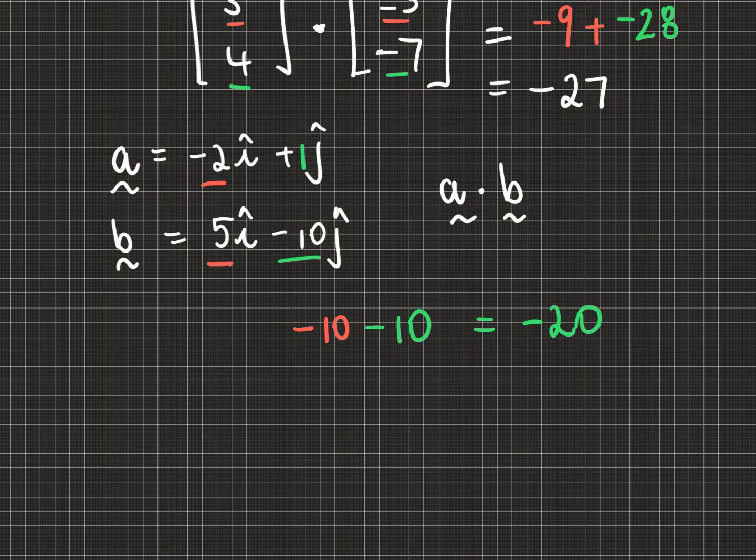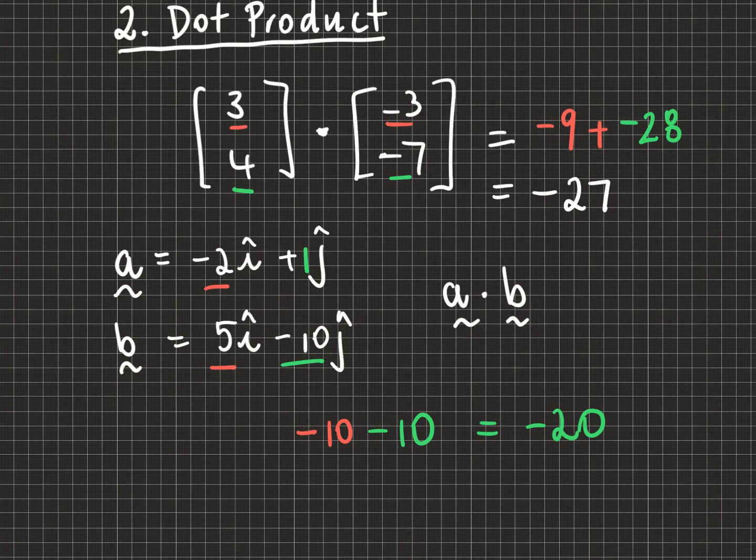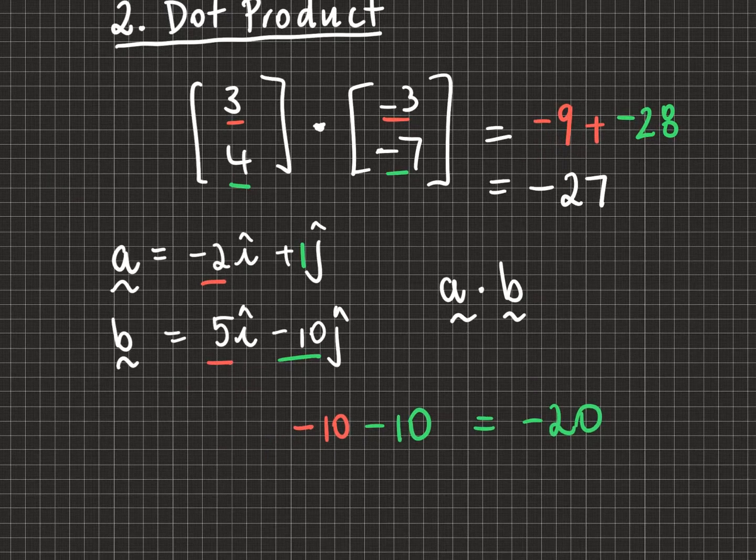Negative 20. Now you'll notice here that the dot product, also called the scalar product, will deliver us a scalar value. That is just a number. Okay, the dot product takes two vectors and it does a form of multiplication that delivers us not a vector, just a scalar.